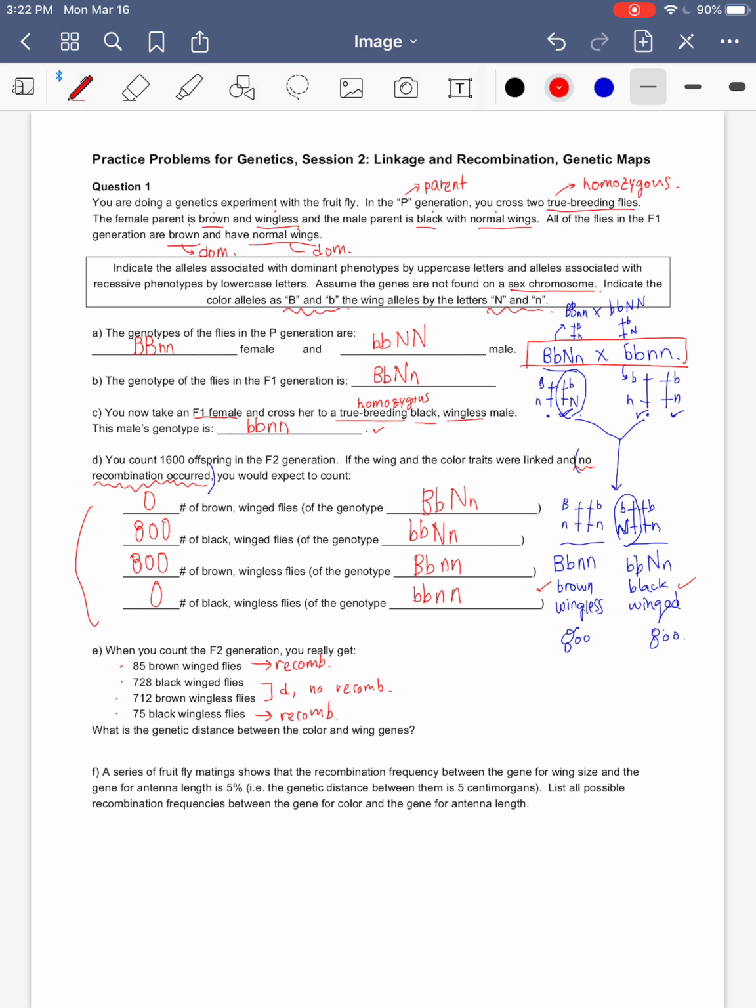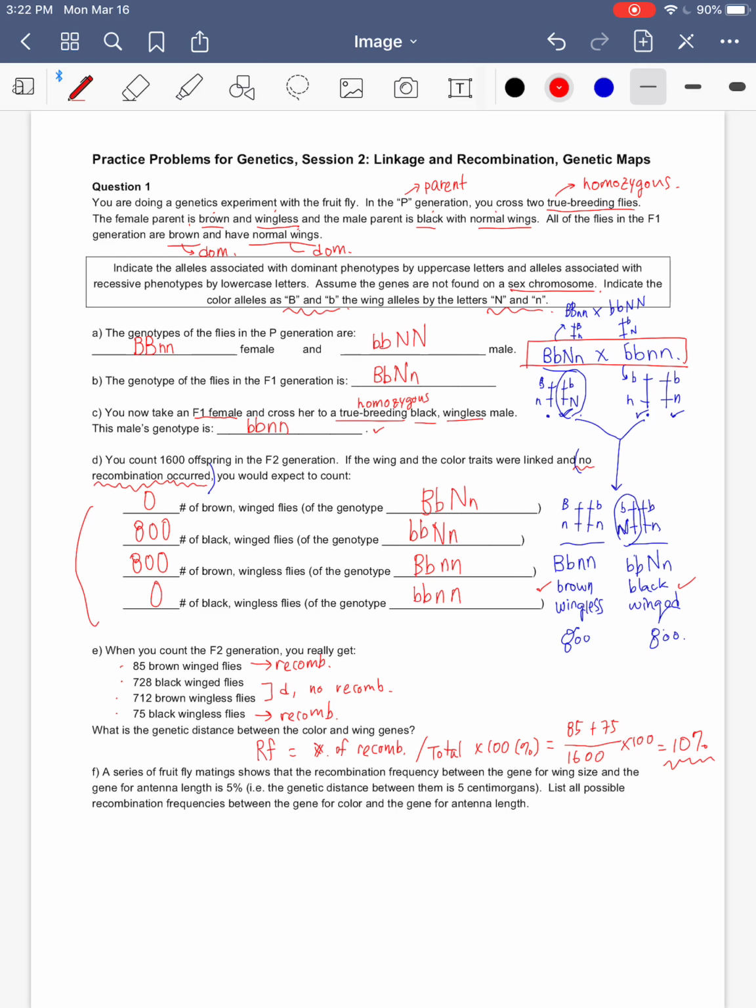So remember how you calculate recombination frequency, RF? It's the number of recombinants divided by the total, times 100 for percentage. So that would be 85 plus 75 divided by the total 1600, times 100. And if you calculate that, that would become 10%. So our genetic distance is 10%.